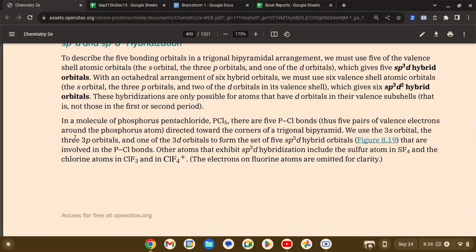In a molecule of phosphorus pentachloride, there are five P-Cl bonds. Those five pairs of valence electrons around the phosphorus atom are directed toward the corners of a trigonal bipyramid. We use the 3s orbital, the 3p orbitals, and one of the 3d orbitals to form the set of five sp3d hybrid orbitals that are involved in the P-Cl bonds. Other atoms that exhibit sp3d hybridization include the sulfur atom in SF4 and the chlorine atoms in ClF3 and ClF4+.